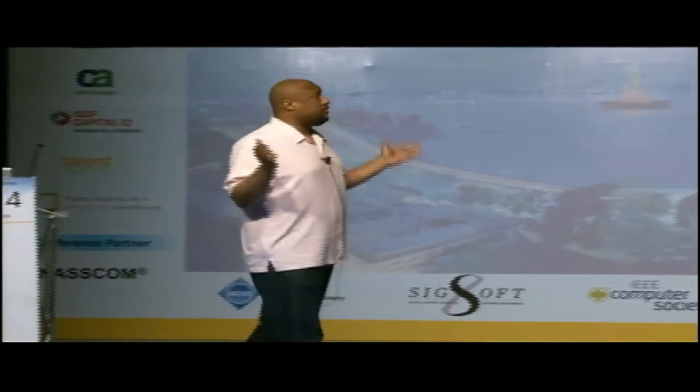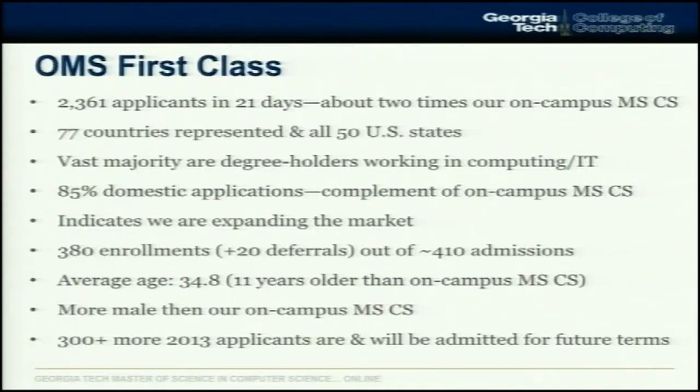But now we're in the middle of the process. So what happened when we actually announced this to the world and we released it out there? We had an application period of 3 weeks. During those 3 weeks, we got 2,361 applicants. That's about twice the number that we get for our on-campus MSCS. Those applications came from 77 countries and represented all 50 states in the United States.